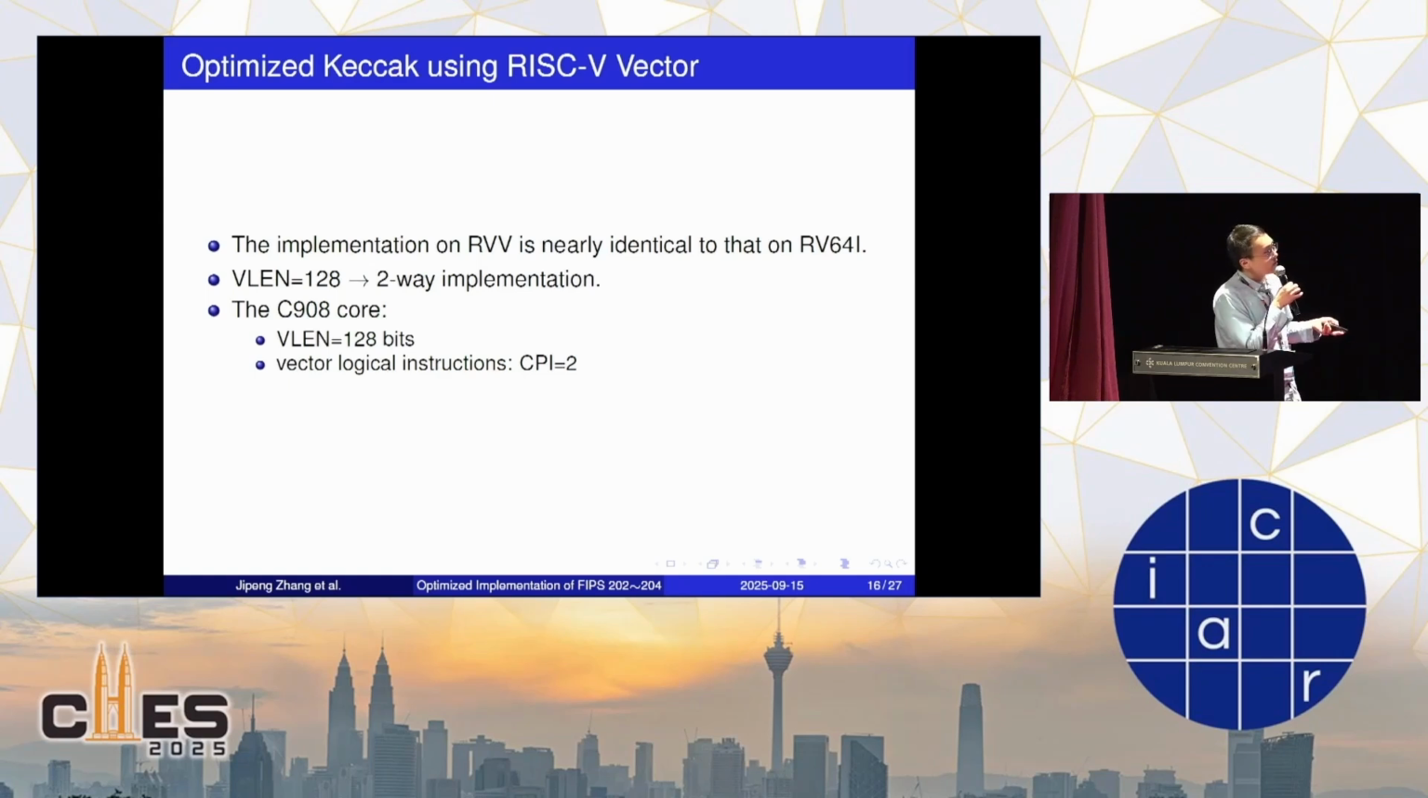And then Keccak using RISC-V vector. The implementation is nearly identical to that on IV64I. And because the vector length is 128 bits, it's a two-way implementation. And the CPI of the vector logical instruction on this core is 2, so the speed of the vector version will be slower than the scalar version.